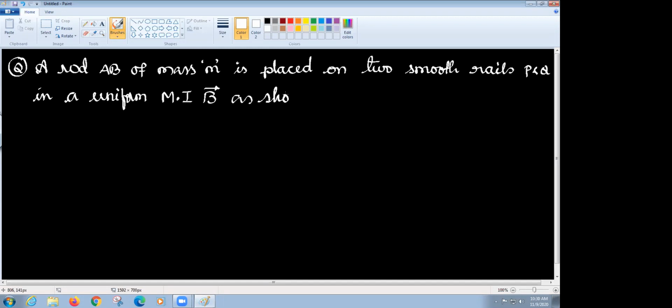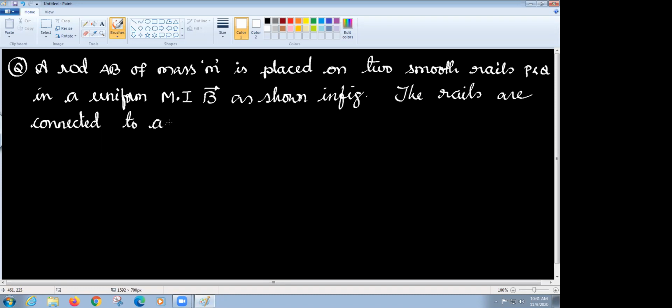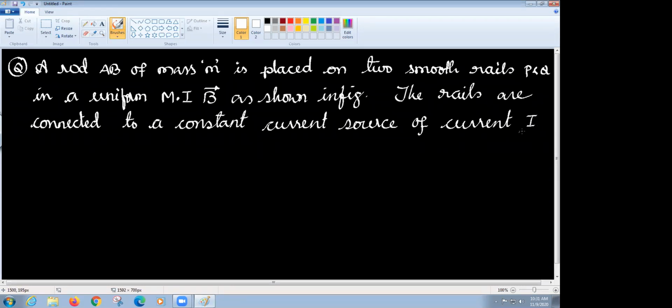You can see it as shown in the figure. The rails are connected to a constant current source of current I. Is my voice low or perfectly audible? Audible, sir. Okay, fine.